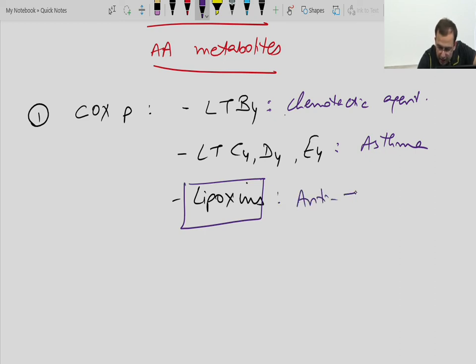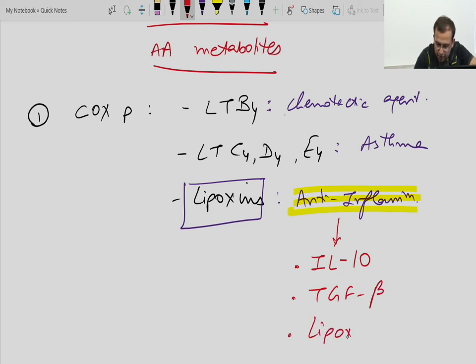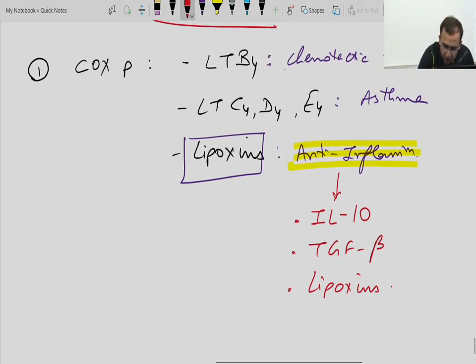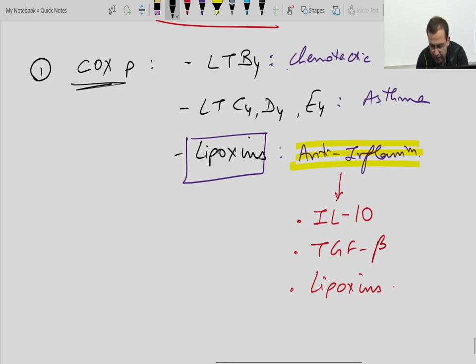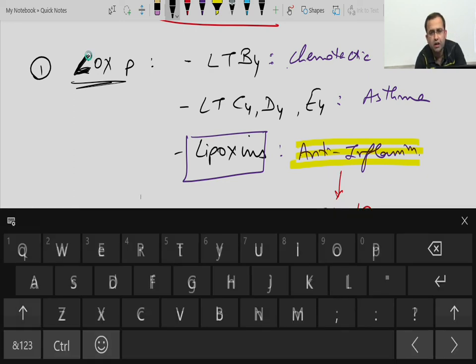These are anti-inflammatory in nature. This is the only important point in this. Lipoxins are anti-inflammatory. So there are three anti-inflammatory cytokines, which are interleukin-10, TGF-beta and lipoxins. Has to be remembered. The next pathway of arachidonic acid metabolism, so the first one was the lipoxygenase pathway. Leukotrienes B4, C4, D4, E4 and lipoxins.